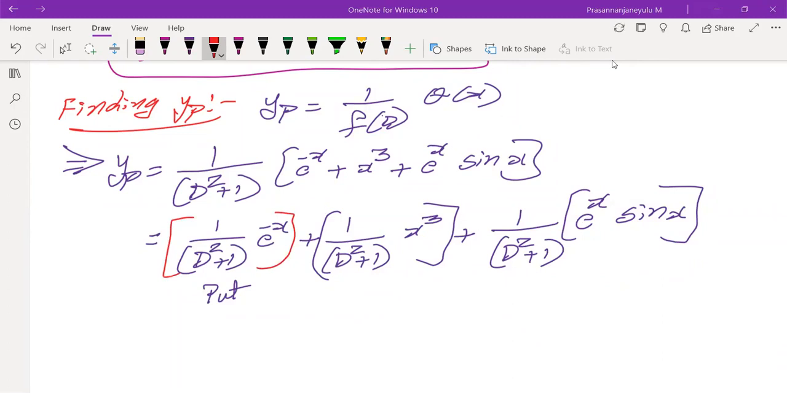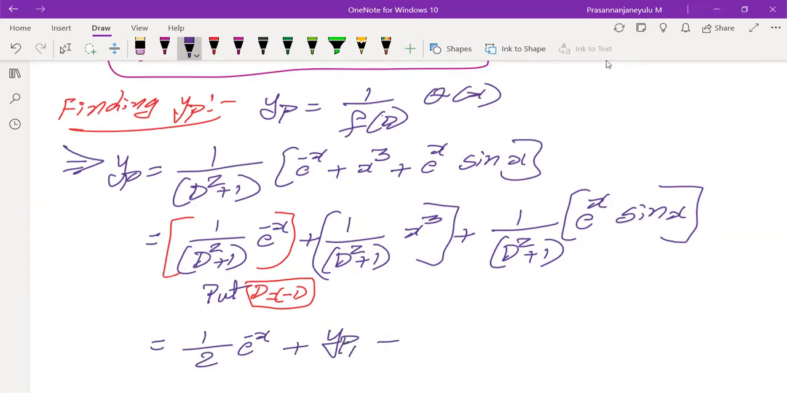Put D equals how much? We have to substitute according to type 1. D equals a. What's the value of a? Minus 1. If we substitute minus 1, what is going to become the denominator value? 1 by minus 1 whole square is plus 1. 1 plus 1 is 2. 1 by 2 into e power minus x plus, I'm taking it as yp1 plus yp2.